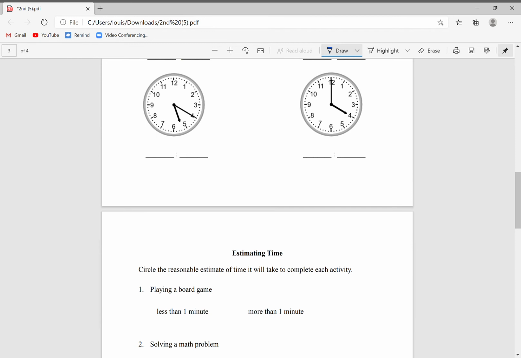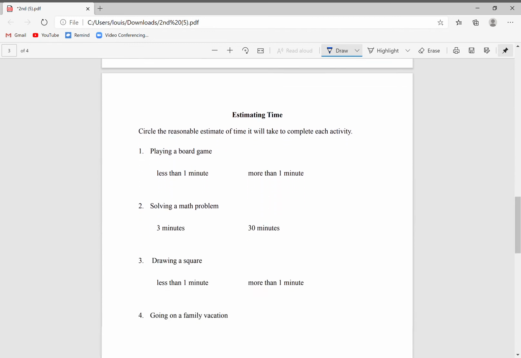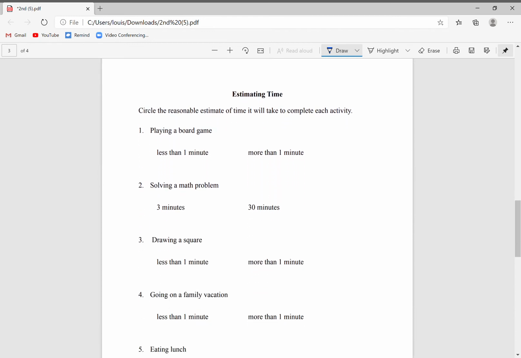Now, for estimating time. When you're estimating time, you'll take a look at each activity and think about how long it would really take you to do realistically. So let's take playing a board game. When it asks less than 1 minute or more than 1 minute, well, in a board game you have to learn the rules and you have to play the game. Would that really take less than 1 minute? Again, this is not an hour, but a minute.